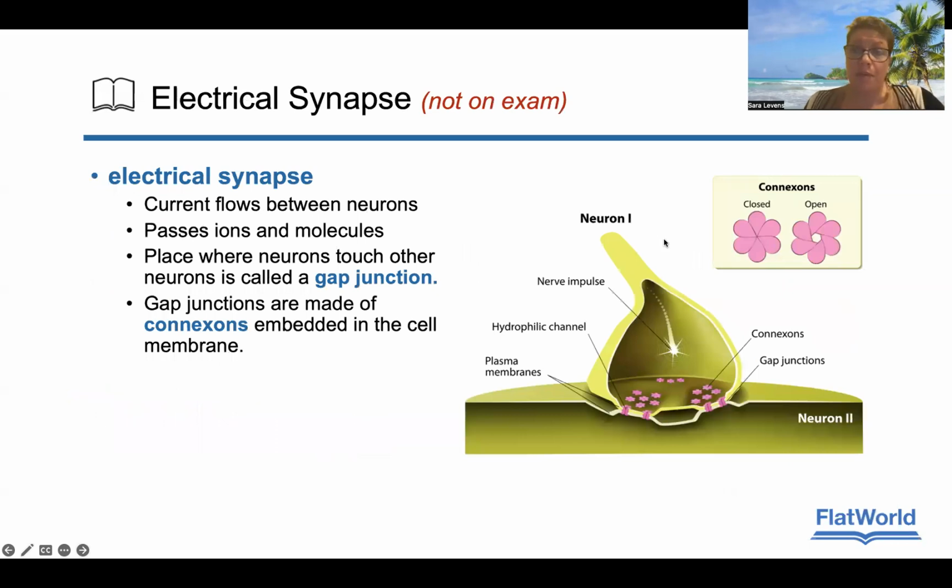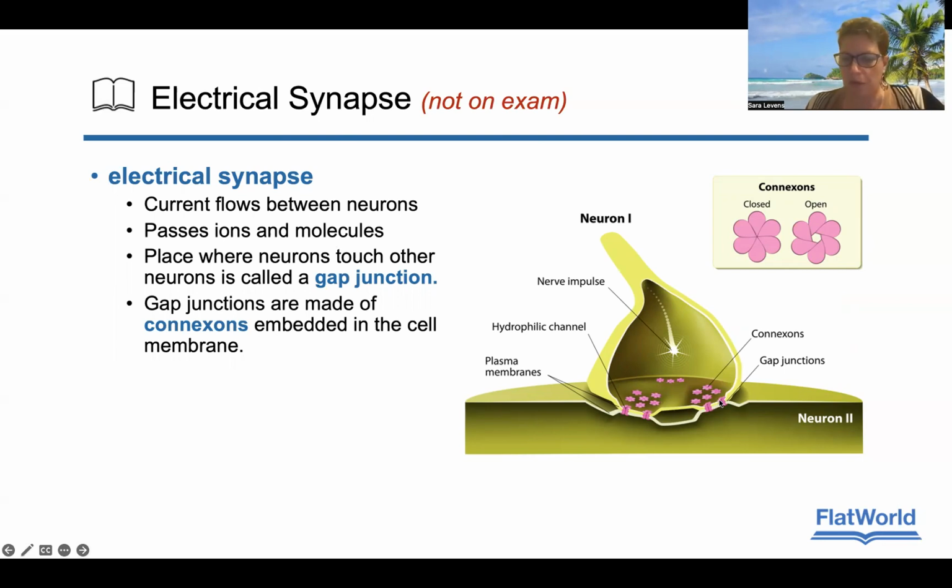All right. So this is not on the exam, but I'm going to cover it briefly just so you understand that there are different types of synapses. So we also have what's known as an electrical synapse. And an electrical synapse is when current flows directly between the neurons, and it passes ions and molecules.